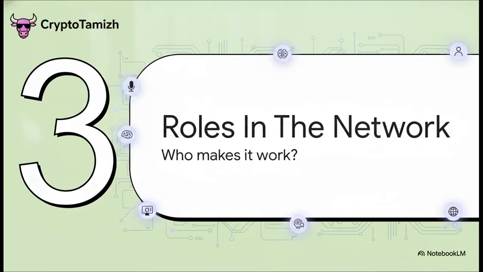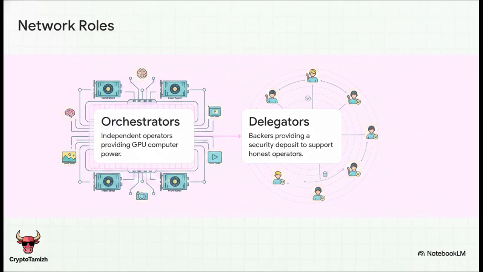All right, Chapter 3, roles in the network. Let's talk about who actually makes this whole thing work. Since this network isn't owned by some giant tech CEO, it relies on different everyday people playing specific roles to keep everything running perfectly. To make it simple, think of orchestrators as independent shop owners. They are the ones providing the actual tools and computer power, the physical GPUs doing the heavy lifting for AI image generation and video analysis. But hey, not everyone has the time or tech skills to run a server farm 24/7, right?